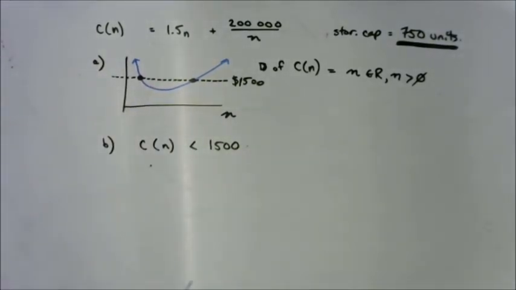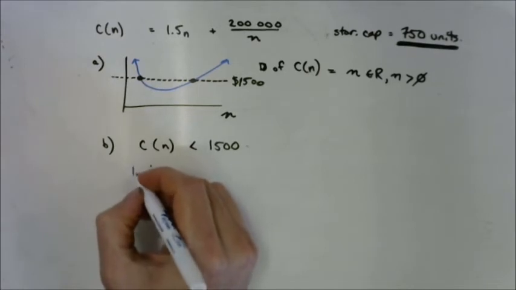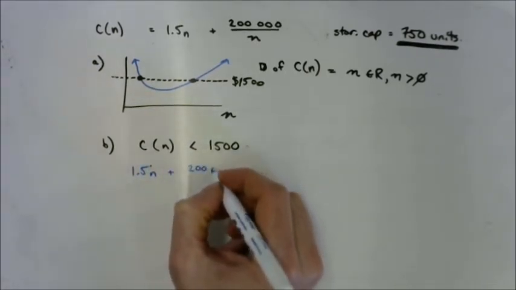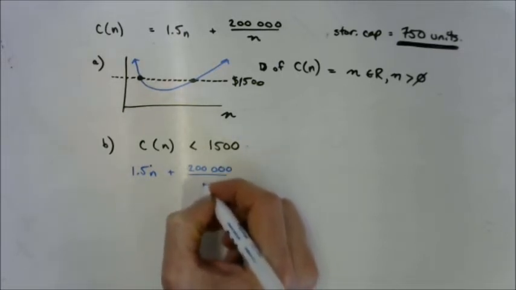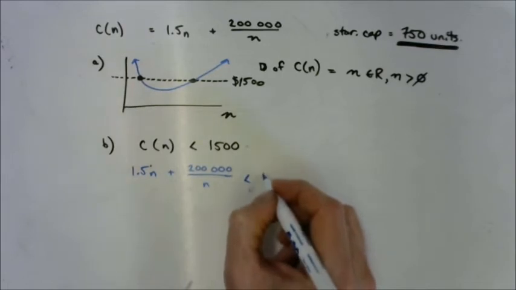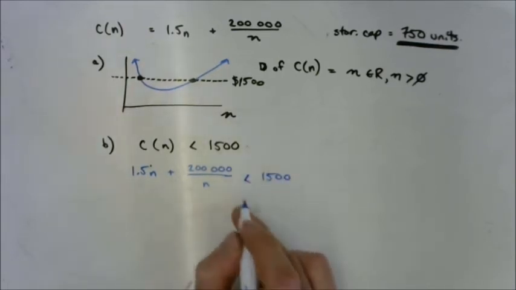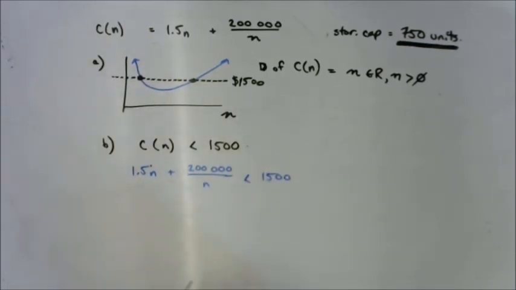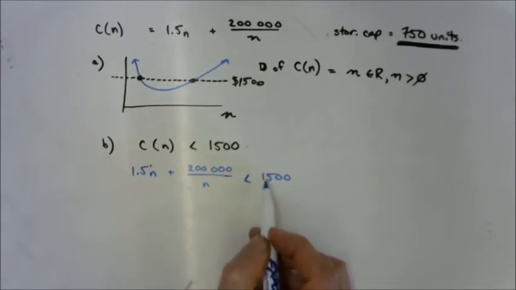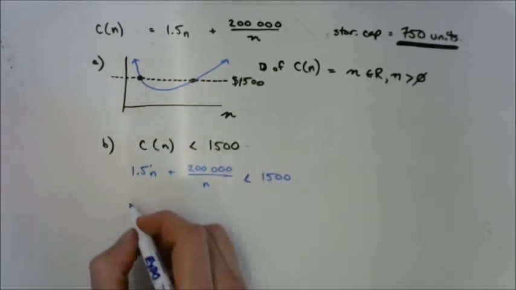Okay, we can sub in what we know. We know C of N is 1.5 N plus 200,000 over N, and we want that to be less than 1,500. Now in order to solve this, it's easier if I get 0 on the right side of my inequality. So I'm going to subtract 1,500 from both sides.